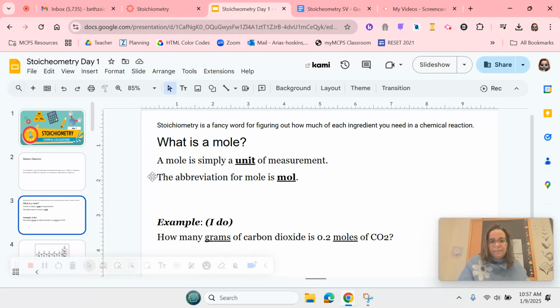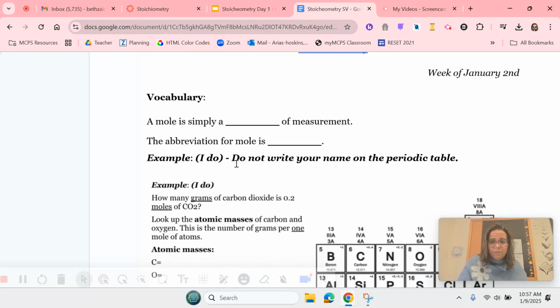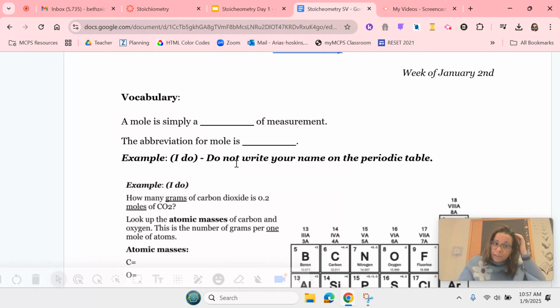So stoichiometry is basically a fancy word for figuring out how much of each ingredient you need in a chemical reaction. Like I said, a chemical reaction is very similar to following a recipe at home. When you look at your student paperwork, the first part in here is the vocabulary.